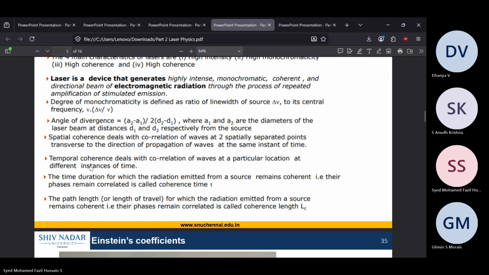And in temporal coherence, we are taking it with respect to time. In spatial coherence, we are comparing two different waves with respect to space, and in temporal coherence, we are comparing two waves with respect to time.